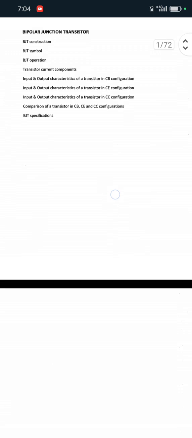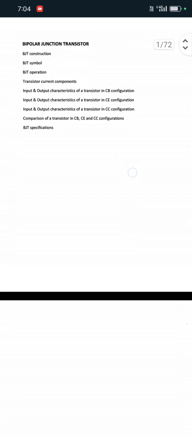Continuing, the second unit is the bipolar junction transistor, right? In that, we will discuss what is a BJT, the construction of BJT, the BJT symbol, and BJT operation. Next, transistor current components. Under this, we have input and output characteristics of the transistor in CB configuration. CB configuration means common base configuration.